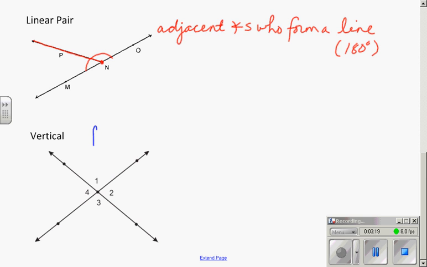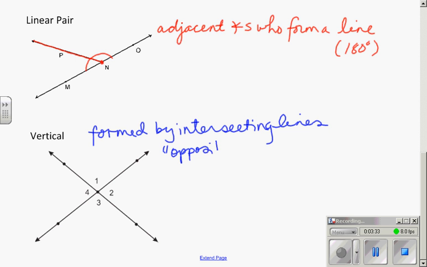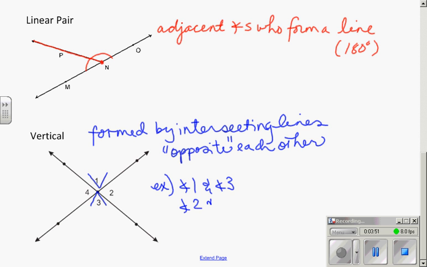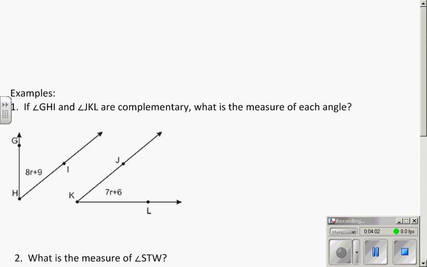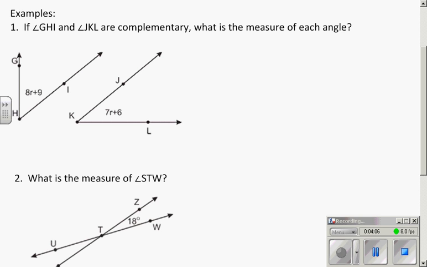Now, vertical angles are also powerful, and they are formed by intersecting lines. And we are going to say that they are opposite each other. And a better way to describe it is that they form V's when they look at each other. So for example, angle 1 and angle 3 are vertical, and angle 2 and angle 4 are vertical. And what we're going to learn in a little bit is that they are actually equal. Again, here are the examples. If you want to pause and then work them, that would be fine.